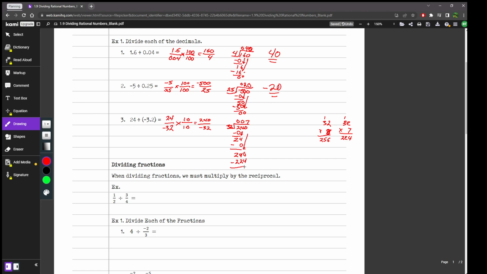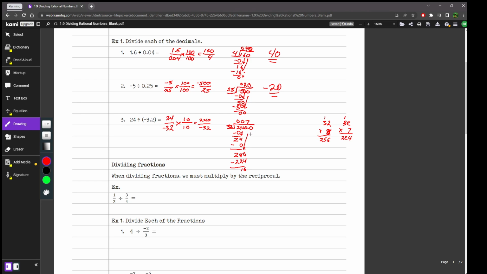224. Subtract these, I end up with 16. Okay, now, and let me undo that real quick, because this is important. So we have a remainder here. But on a problem like this, when we're dealing with decimals, we don't want a remainder. So in order to continue this problem, we have to create a decimal. Okay, so we're going to create a decimal, and then we're going to add a 0 on here.